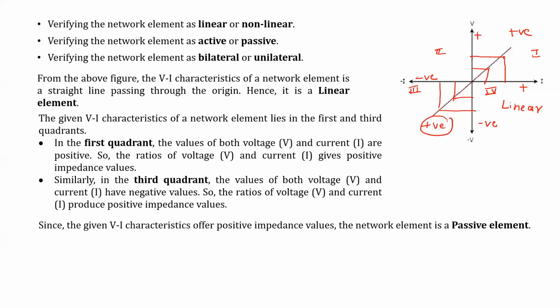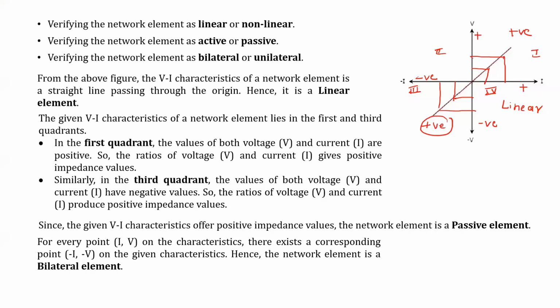All right. Next, say whether it is a bilateral or unilateral element. For every point V, I on the characteristics, there exists a corresponding point minus V, minus I on the given characteristics. Hence, the network is a bilateral element. Graph is given.